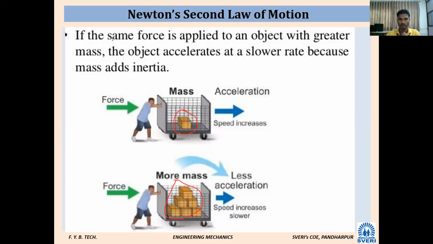Look at what is said: same force. In both cases the force is the same. And the greater the mass, the object accelerates slower. Now why is it happening? Because the reason is given: mass adds. And which property have we seen? The more the mass, the more will be the inertia. Something like this. Okay.